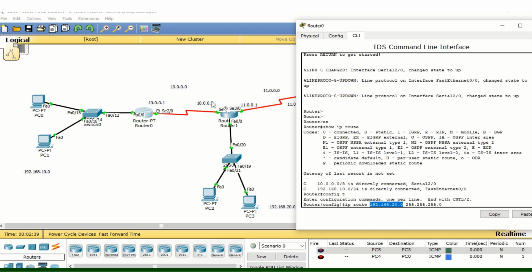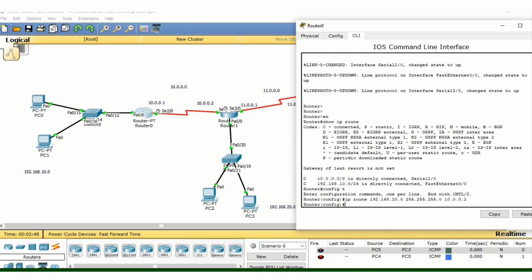This hop is identified by its IP address. So we will write the IP address here. What is the IP address? 10.0.0.2. So the network has been added. So this router doesn't know 20. This router also doesn't know the 30 network address. So we're also going to add the network route for 30.